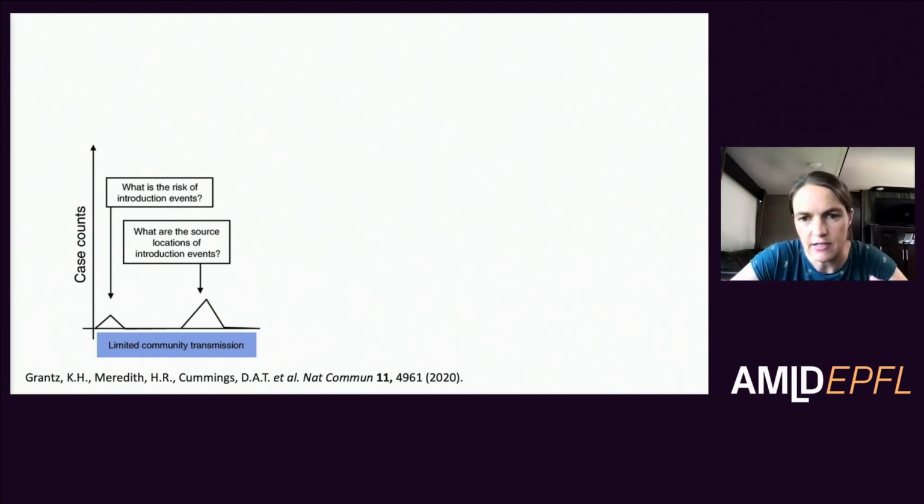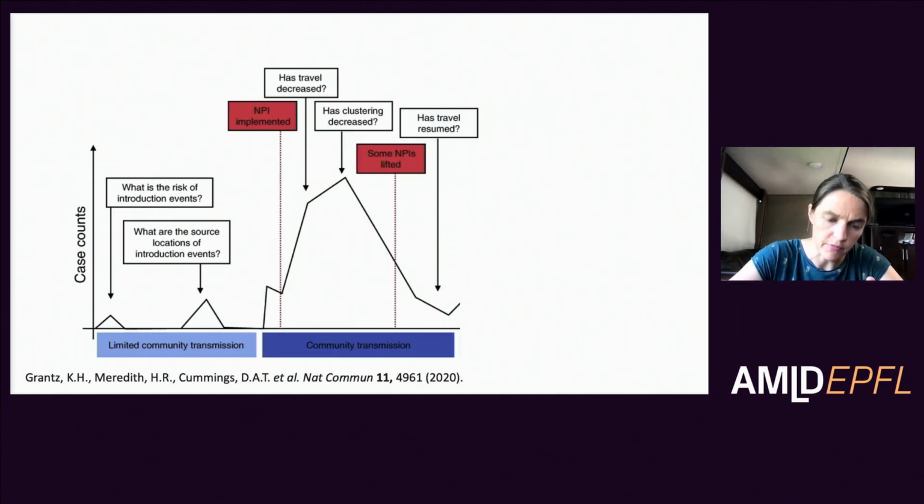And I think this contact rate is important at different parts of the epidemic in different ways. So in the beginning of an epidemic, when we have limited community transmission, we want to know about between population contacts because we want to understand the risk of importation events and where those infections might be coming from.